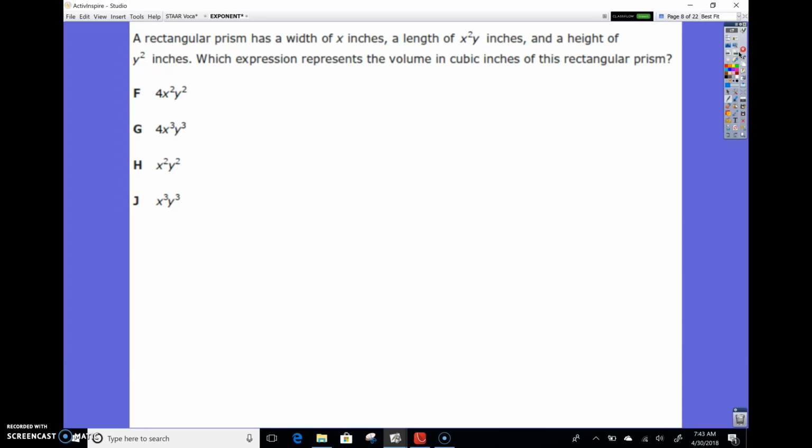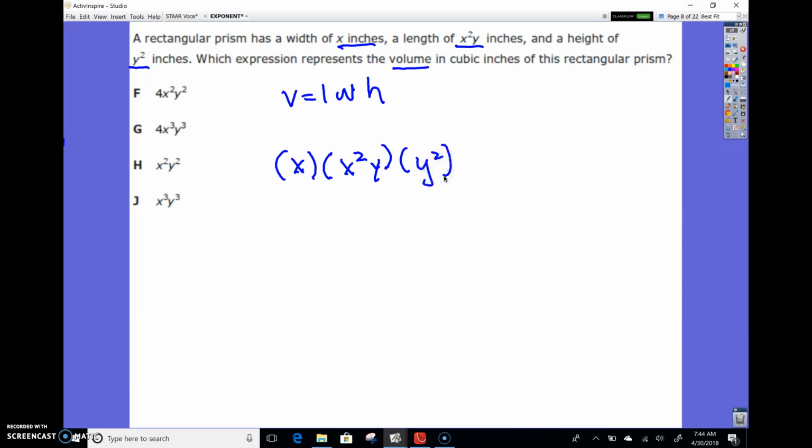Okay, a rectangular prism has a width of... which one is the volume? Remember, volume is equal to length times width times height. So all we have to do is multiply all three of these together. So x times x squared y times y squared. Why don't you try that on your own. We're going to move to the next problem.